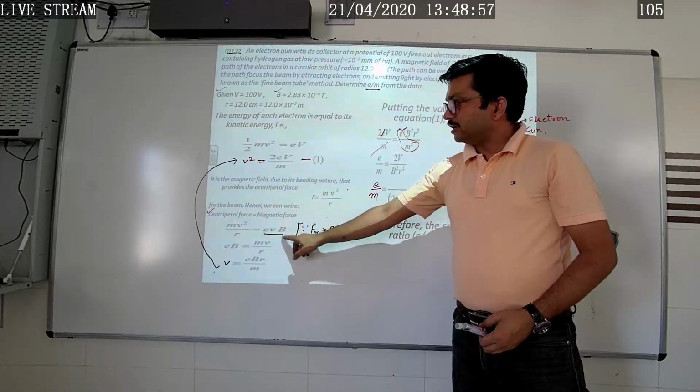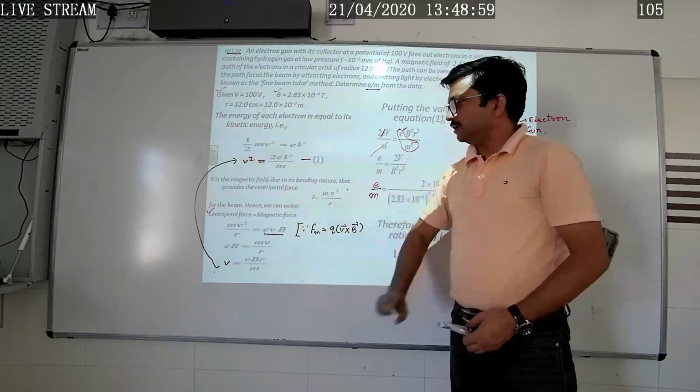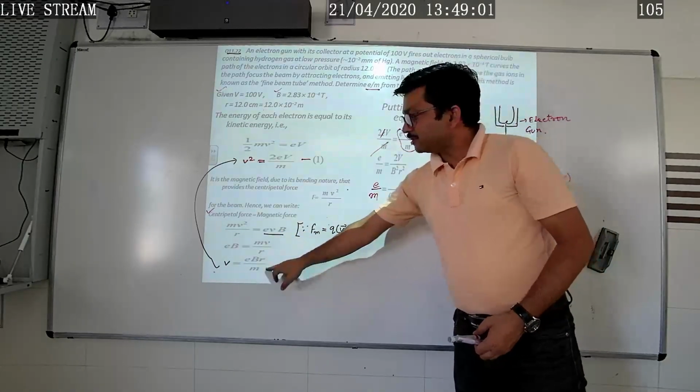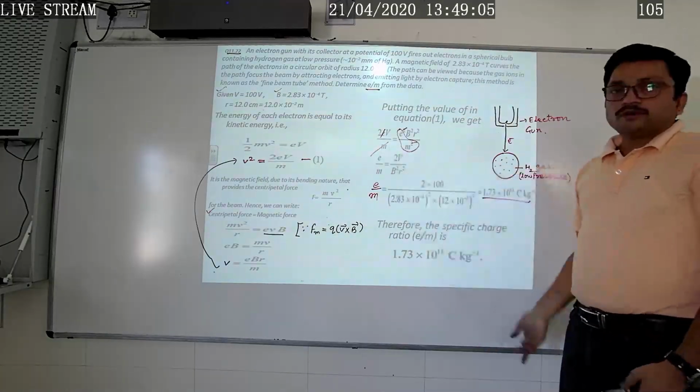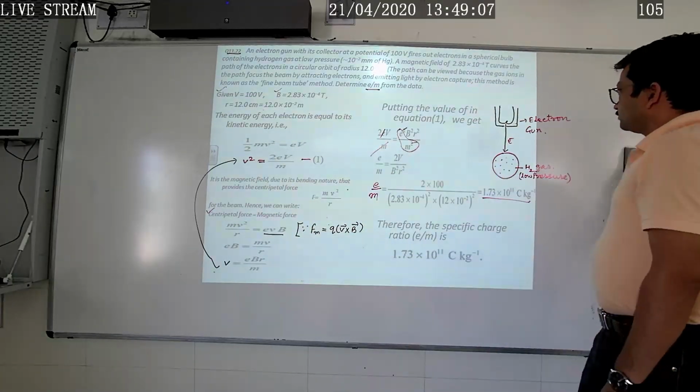So mv square by r must be equal to eBv. So from here we will calculate the value of v and put it here. Then we get the value of e by m. Simple.